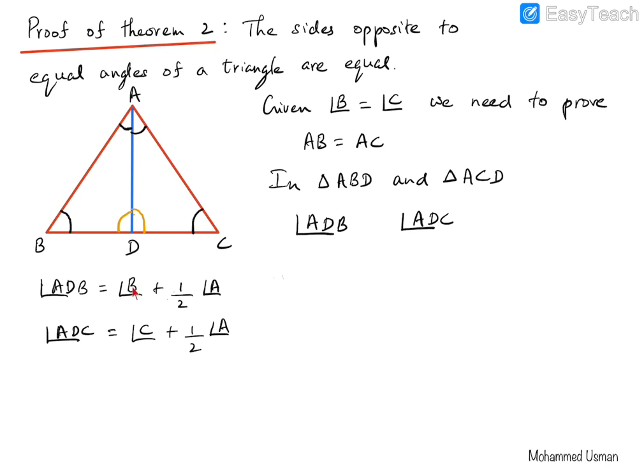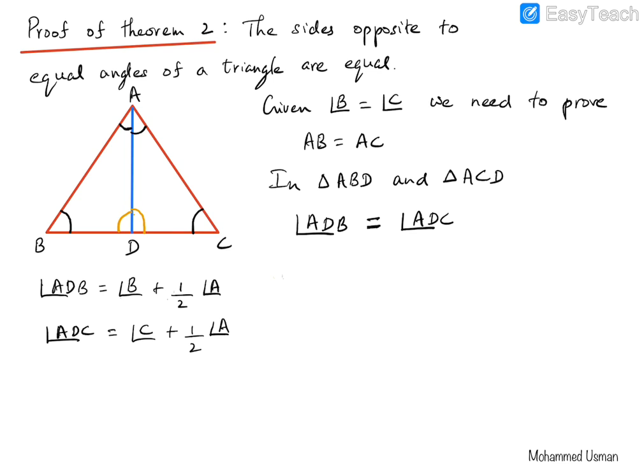And since we know that angle B and C are equal, because it is given, and A by 2 and A by 2 gives the same value, that means angle ADB and angle ADC will be equal. So the relationship between these two is equality. So angle ADB is equal to angle ADC. So we have these two angles equal, which I marked in orange.